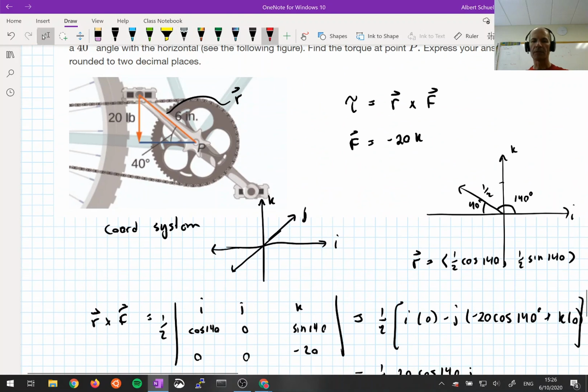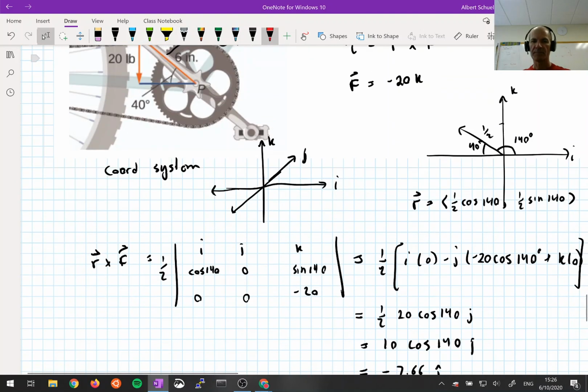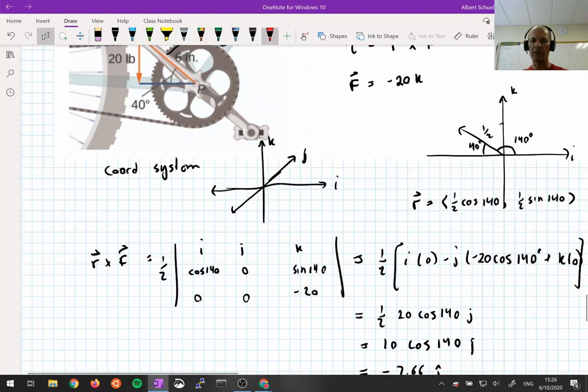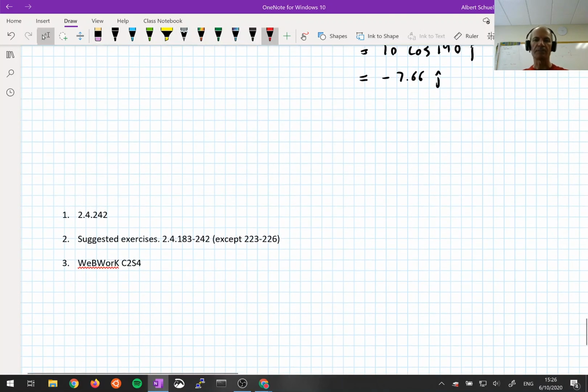All right, does that make sense? Well, that's the amount of torque that's pointing in this direction. And if we do the right-hand rule and we look at the direction that R is pointing and the direction that F is pointing, and we look at the cross product, our thumb is going to be pointing in the negative J direction. So that works out.